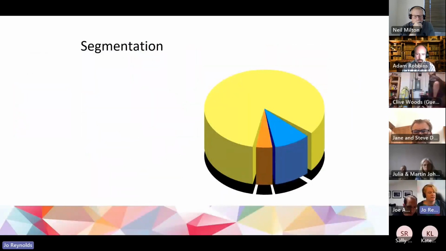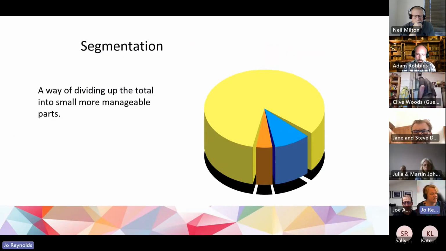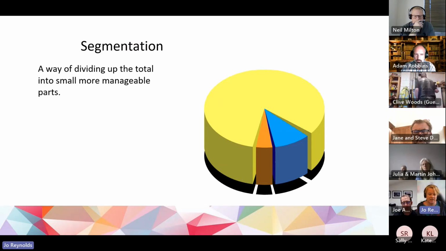So what I need to do is I need to segment that big cake, that whole opportunity, and take it down into smaller, more manageable chunks so that I can target my efforts, my sales efforts in this. And when I'm saying sales here, I'm also meaning marketing as well. So this becomes part of your marketing strategy. Okay, so how do we divide things up?